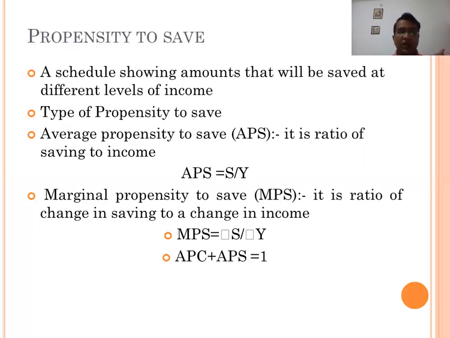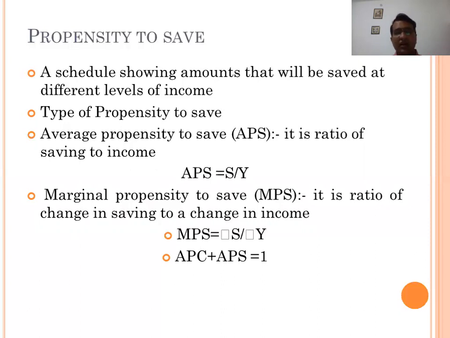Now, another point to keep in mind: APC plus APS is equal to 1 always, because APC is the consumption trend, the ratio of consumption, and APS is the ratio of saving. So C plus S is equal to Y. In the same way, APC plus APS is equal to 1 always. 1 minus APC is equal to APS. 1 minus APS is equal to APC.